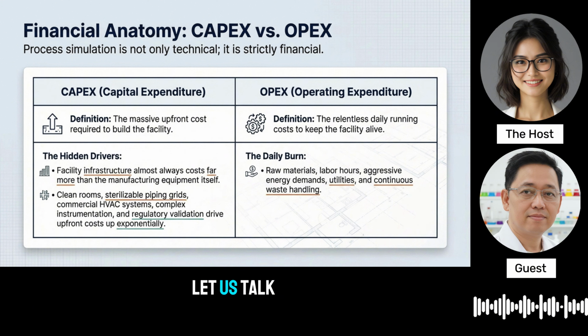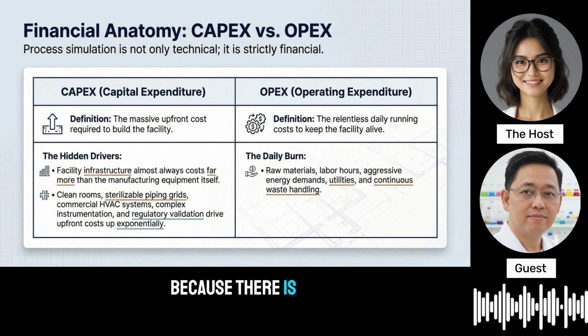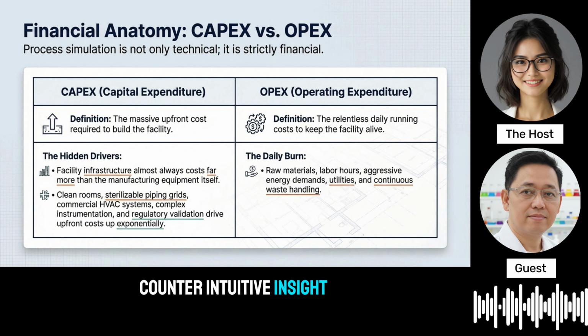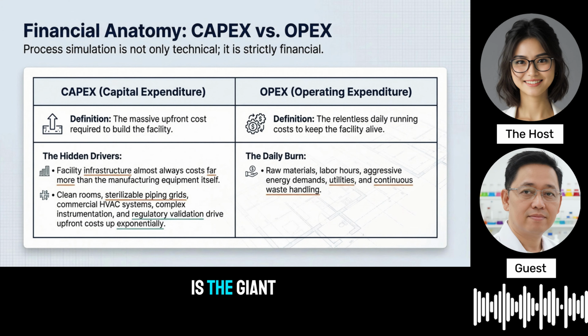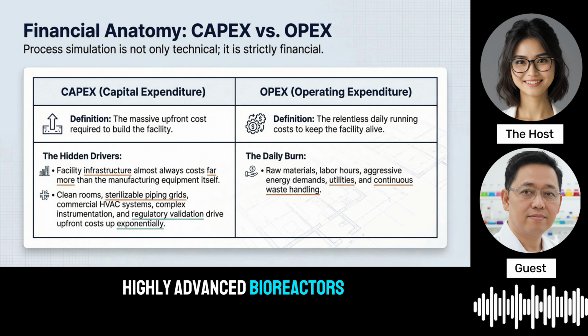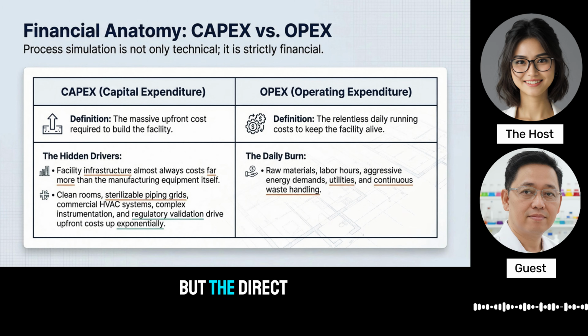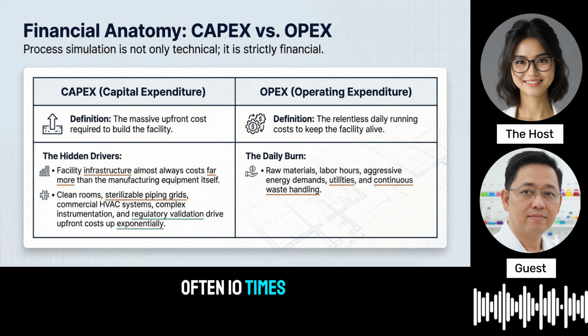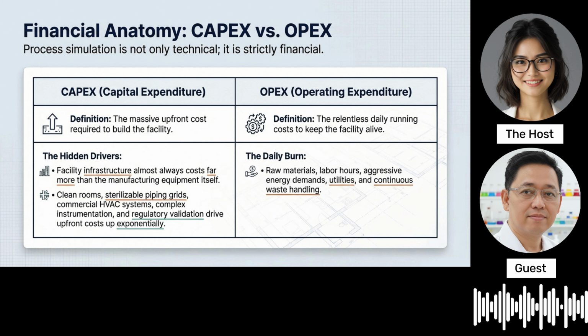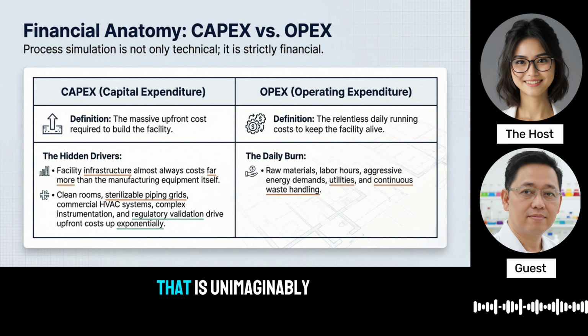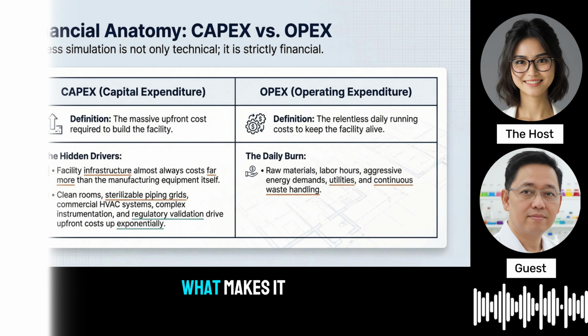Let us talk about CapEx first, because there is a deeply counterintuitive insight here. If someone asked me what the most expensive part of building an antibody factory is, I would definitely guess it is the giant, highly advanced bioreactors. Most people would. But the direct fixed capital is often 10 times larger than the actual cost of the manufacturing equipment itself. A 10x multiplier, that is wild. Machines are expensive, yes. But installing them requires infrastructure that is unimaginably complex. What makes it so expensive?